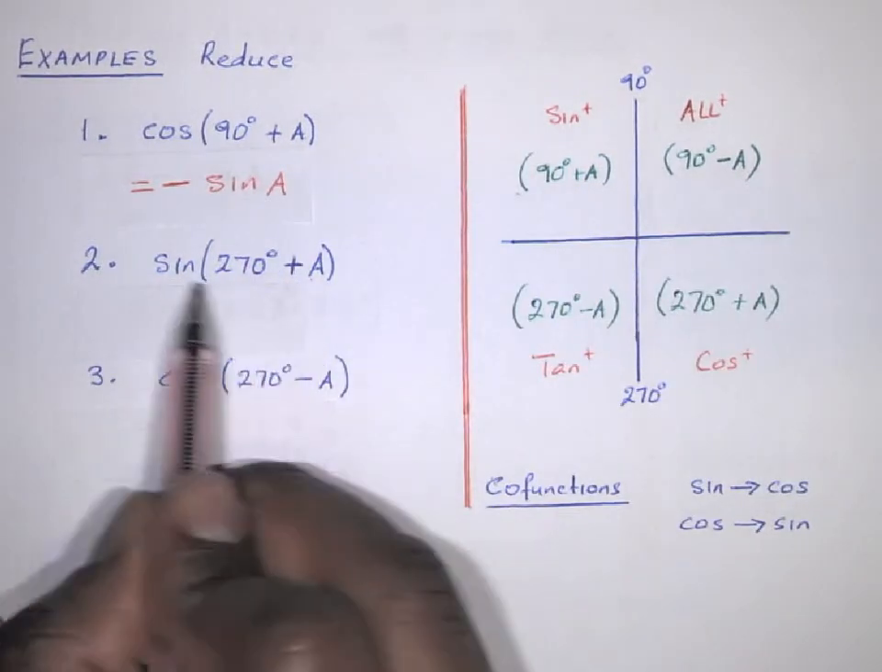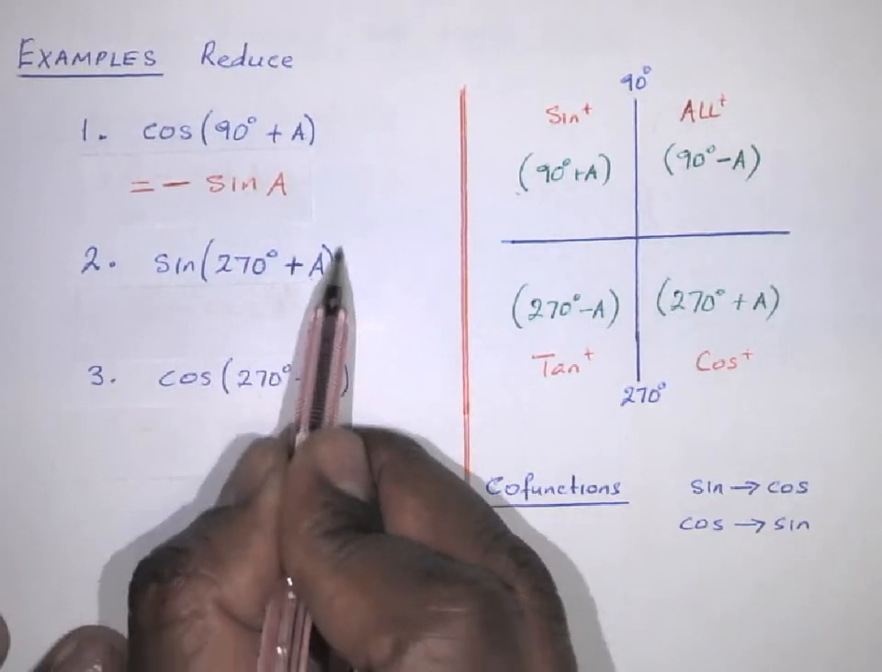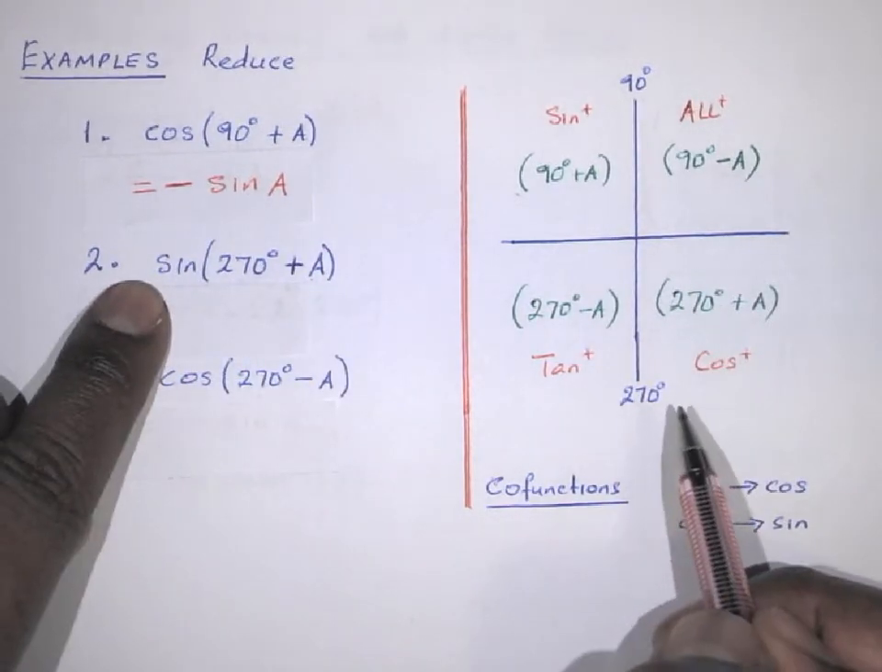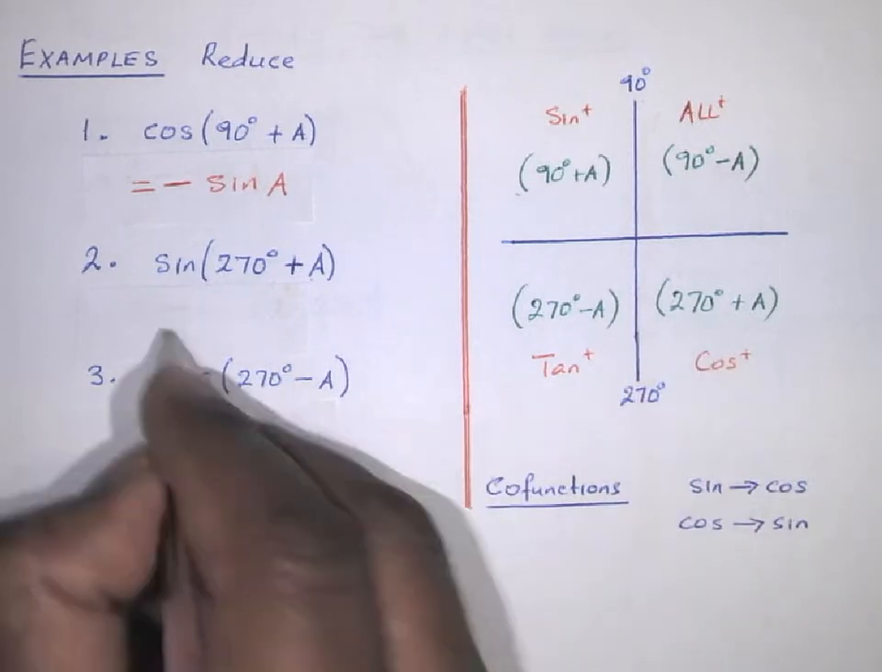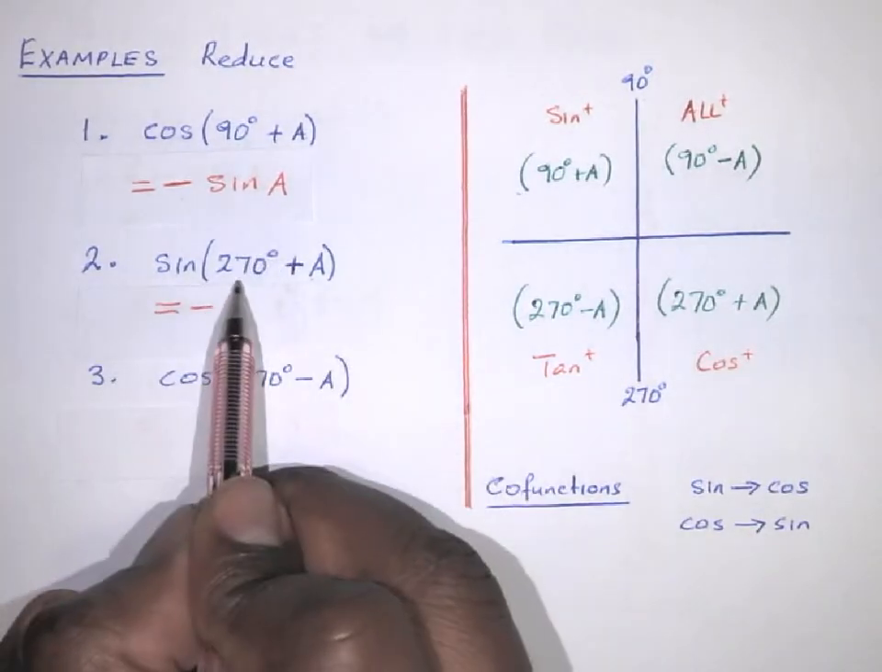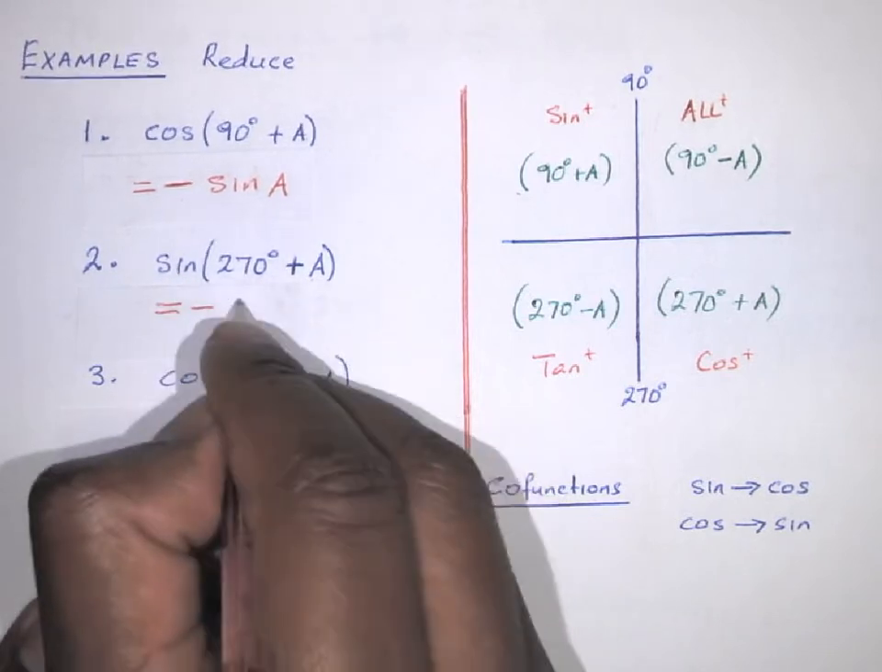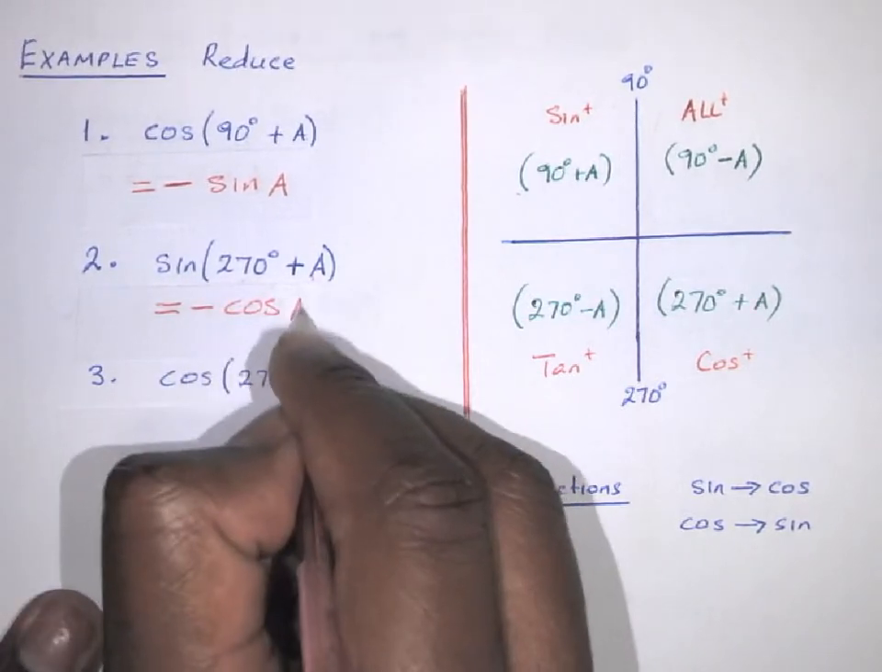Let's take this one. Sine of 270 plus a. Which quadrant is this? We are there. So how is sine there? It is negative. So my answer will be negative. Because I'm dealing with 270, I'll write the cofunction of sine, which is cos, then of an angle a there.